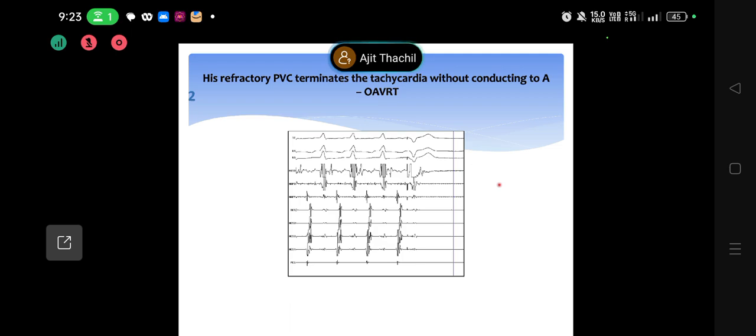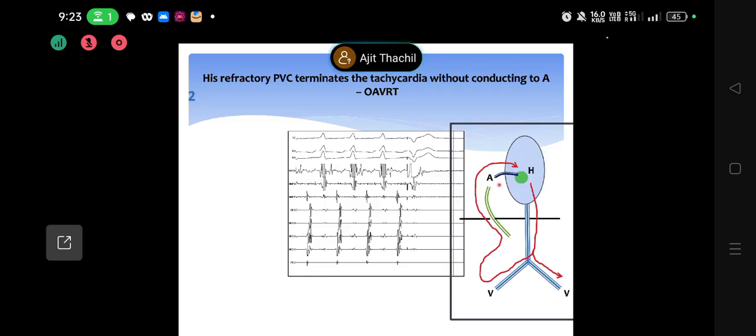That at that moment the tachycardia just decided to stop. Possibility number 2, this premature ventricular complex, when it came, the accessory pathway was refractory. The accessory pathway was not ready to conduct that early. So the premature ventricular complex came at this particular moment. At this particular moment, this structure was refractory to electrical stimulation. So that never reached the atrium. And if that never reaches the atrium, the whole circuit is extinguished.